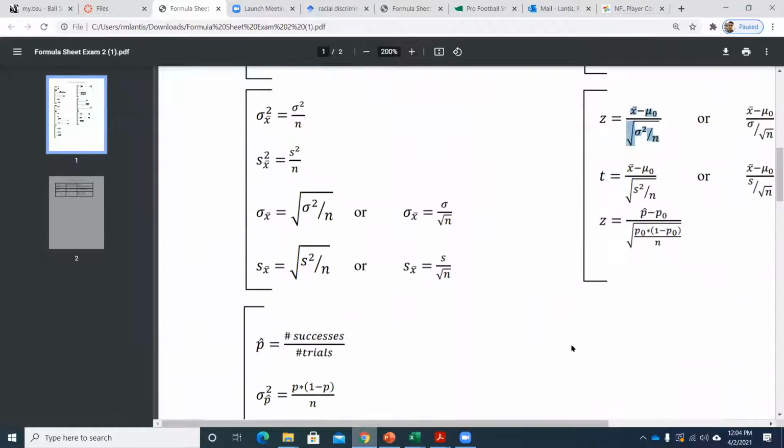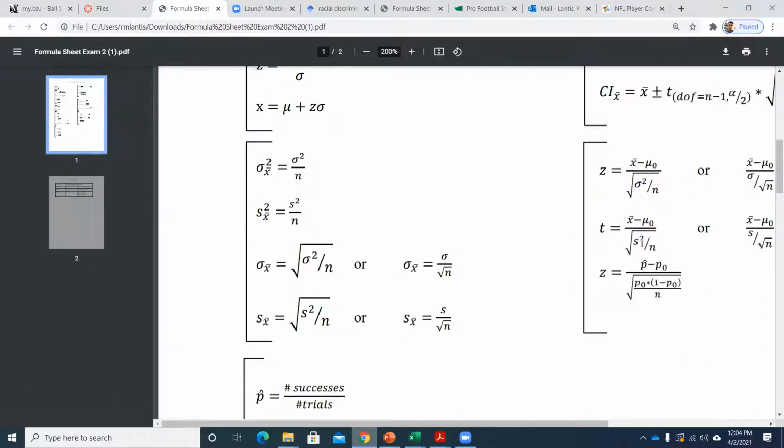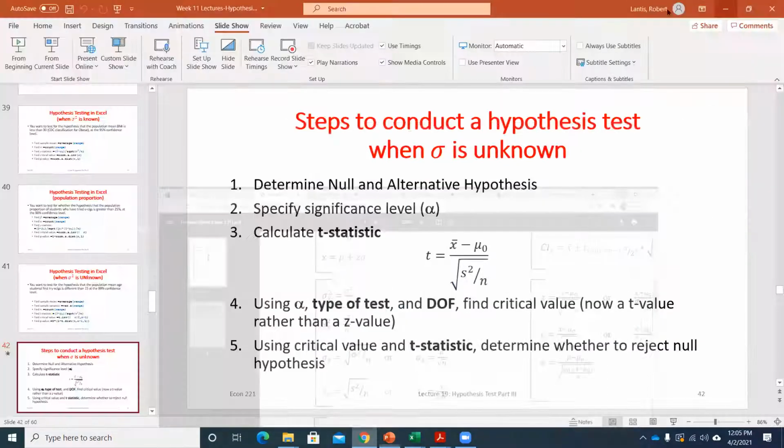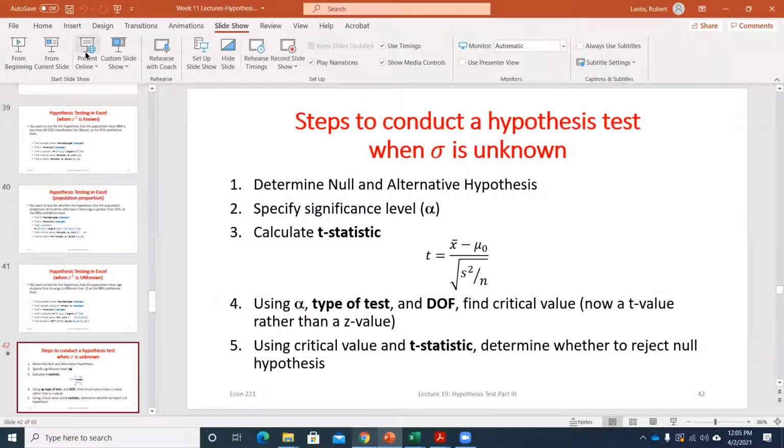So let me zoom in a little bit more there. Instead of the population variance, I use the sample variance. So there's still test statistics. It's just this test statistic represents a t value, and this test statistic represents a z value. Other than that, the steps and everything are pretty much identical.